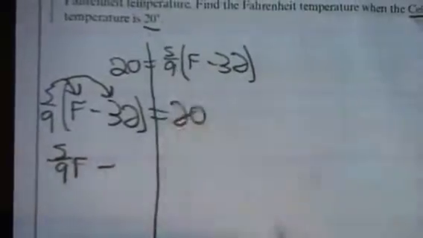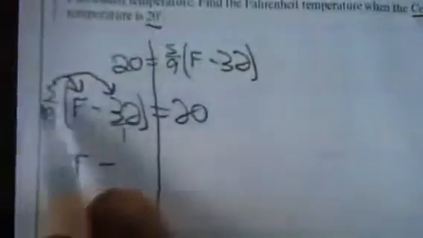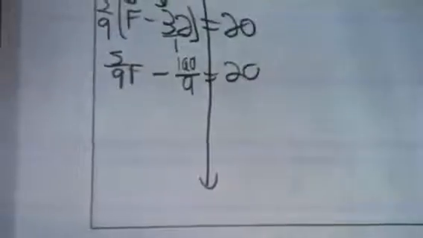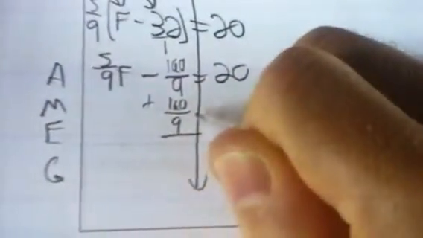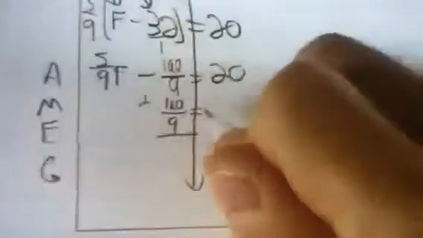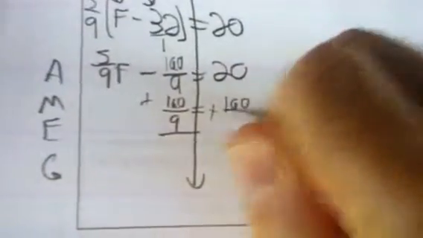I would put that whole number over 1 and multiply that. 5 times 32 would give me 160 over 9, which equals 20. Now I just have a two-step equation. I've got multiplication, I've got subtraction. First thing I'm going to get rid of, remember, inverse order of operations. You get rid of subtraction before you get rid of multiplication, so 160/9. If I add that on the left side, what I do to one side, I've got to do to the other.